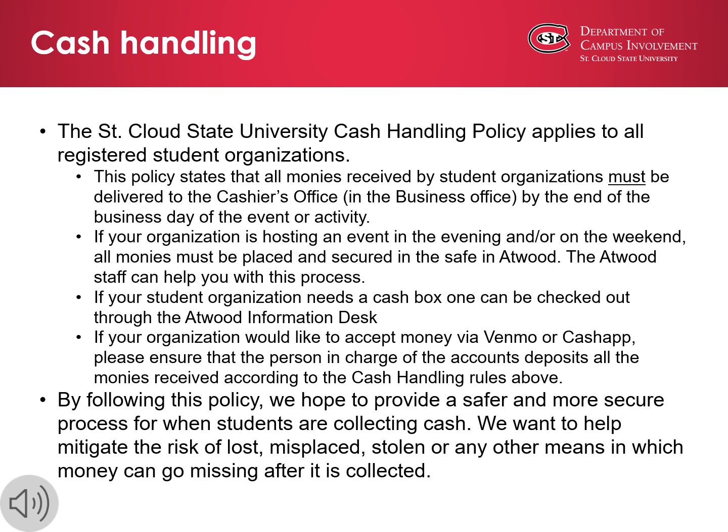If your student organization needs a cash box, one can be checked out through the Atwood Information Desk. If your organization would like to accept money via Venmo or Cash App, please ensure that the person in charge of the accounts deposits all the monies received according to the cash handling rules above. By following this policy, we hope to provide a safer and more secure process for when students are collecting cash. We want to help mitigate the risk of lost, misplaced, stolen, or any other means in which money can go missing after it is collected.